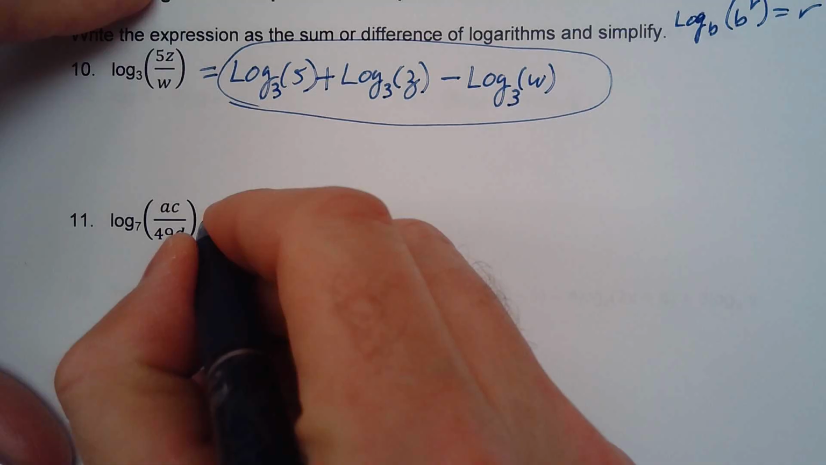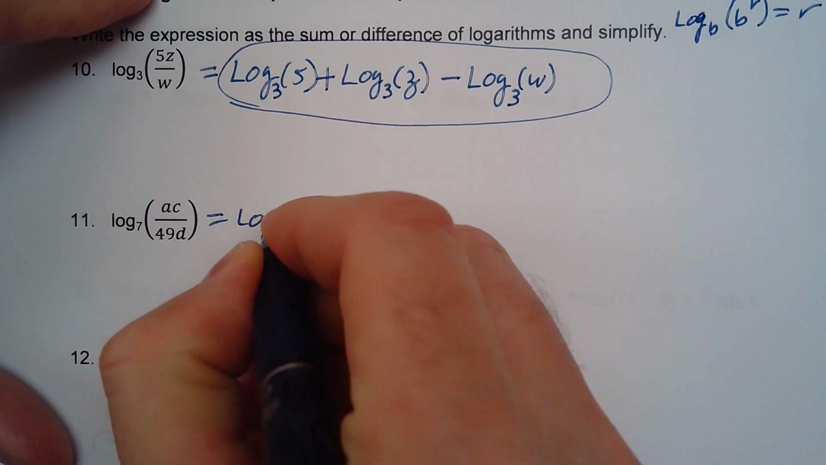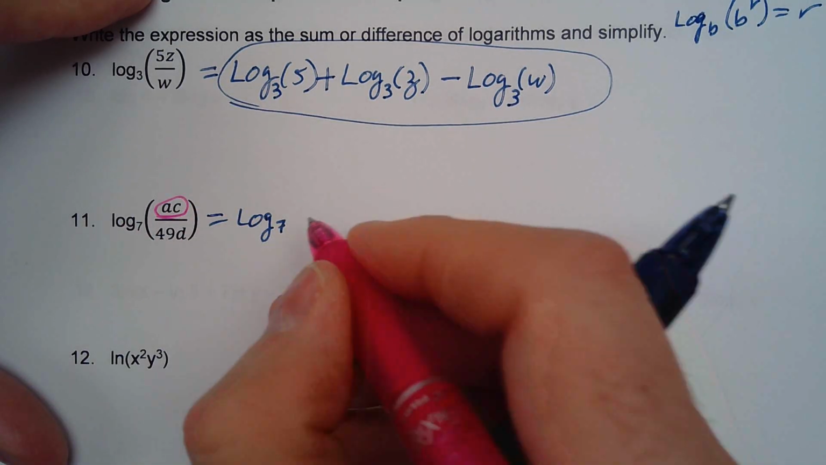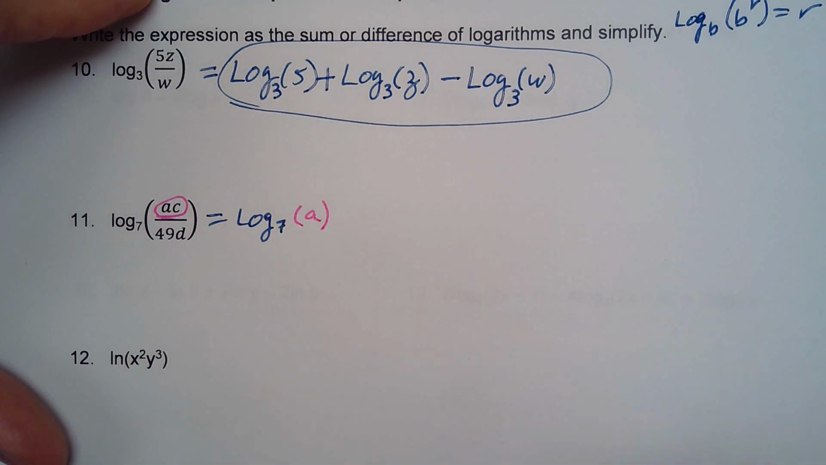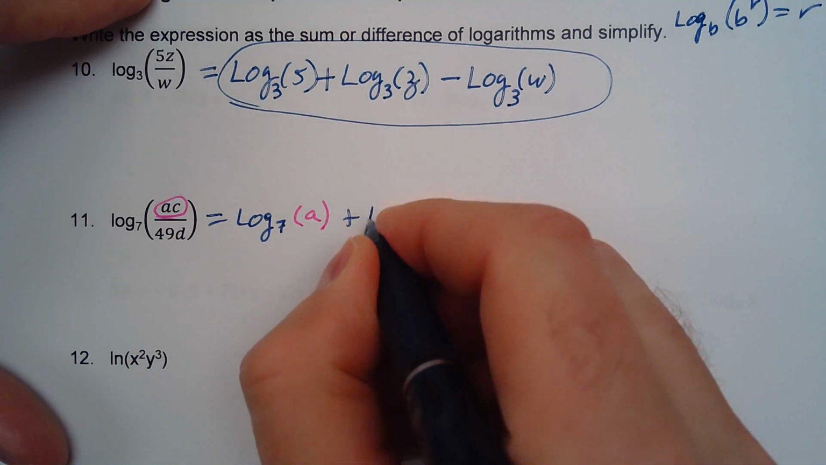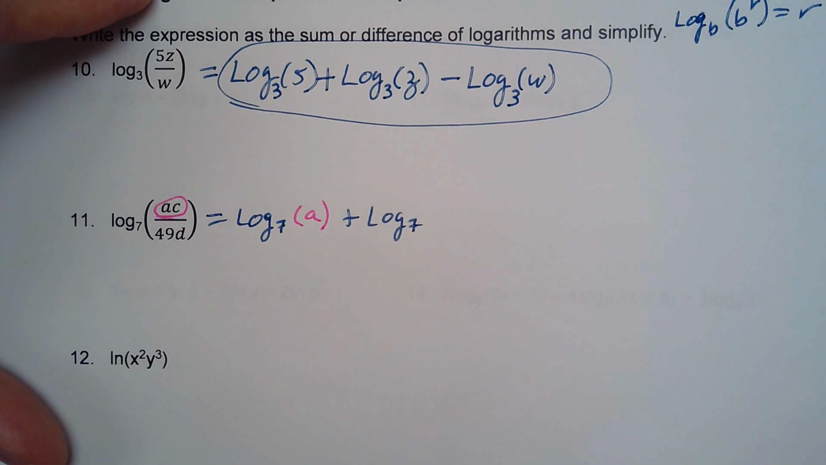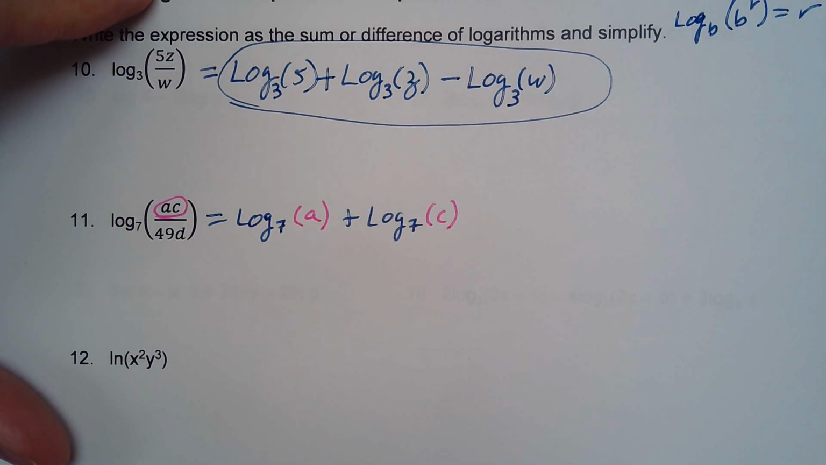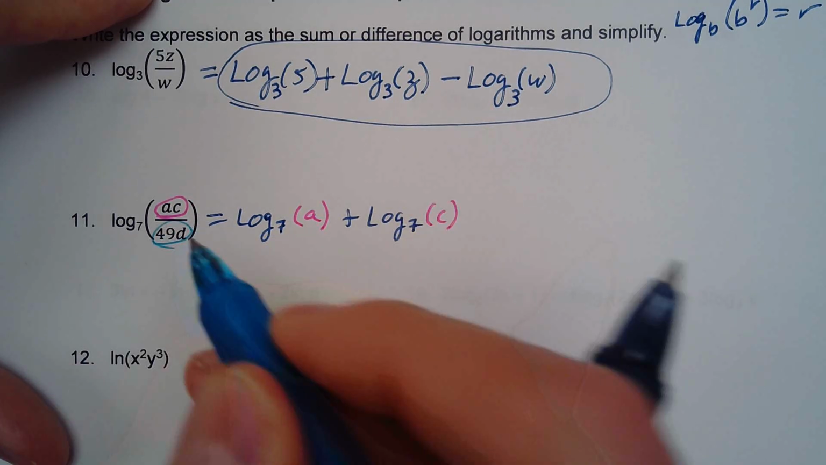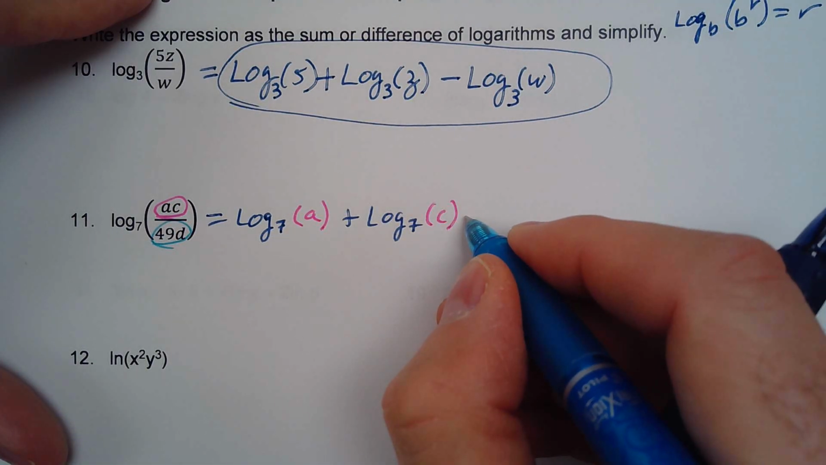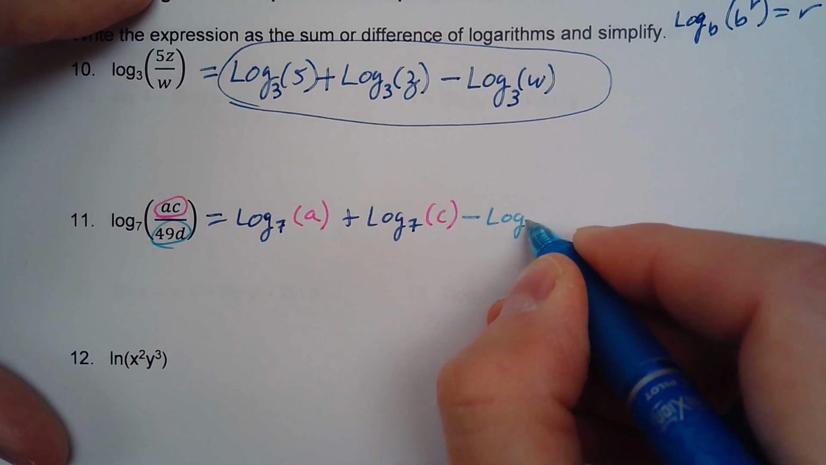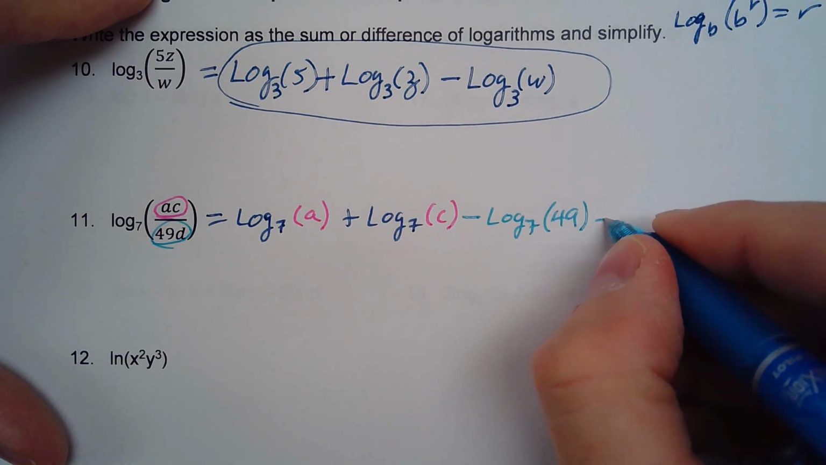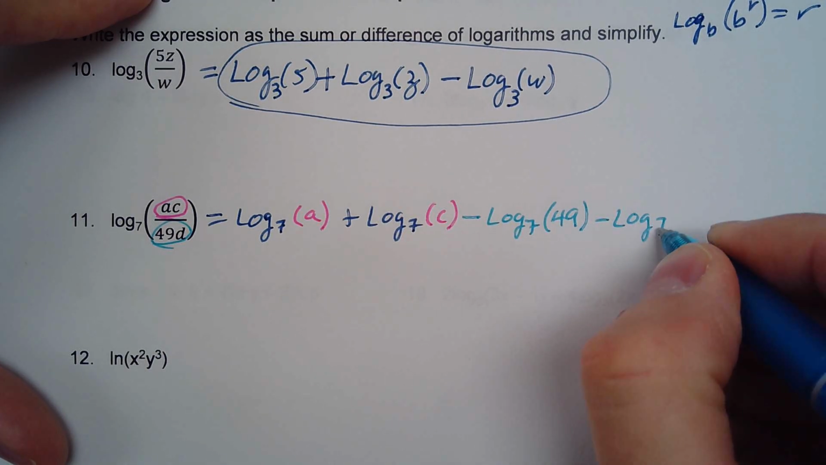And so that would be our answer in expanded form. For number 11, we've got log base 7. I have an a and a c in the numerator, so it's going to be log base 7 of a plus log base 7 of c. And then the denominator, I've got this 49 and d, so it'd be minus log base 7 of 49 minus log base 7 of d.